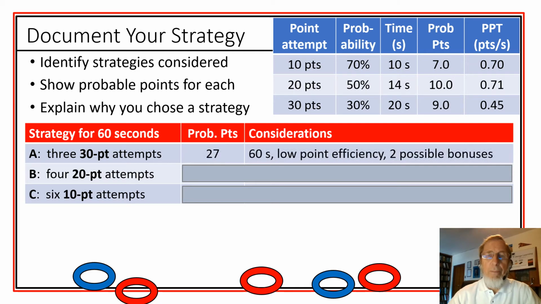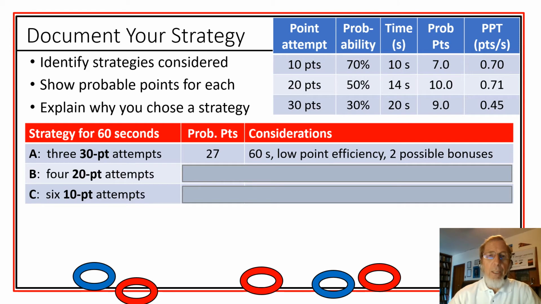For option A, 3 attempts, 30 points, 3 times the 9 points, probable points per try, gives us 27. Notice that that takes the full 60 seconds, so if we are a little slow, we'll only have 2 attempts, and so on. And if we're really fast and we do it well, we could get 2 possible bonuses.